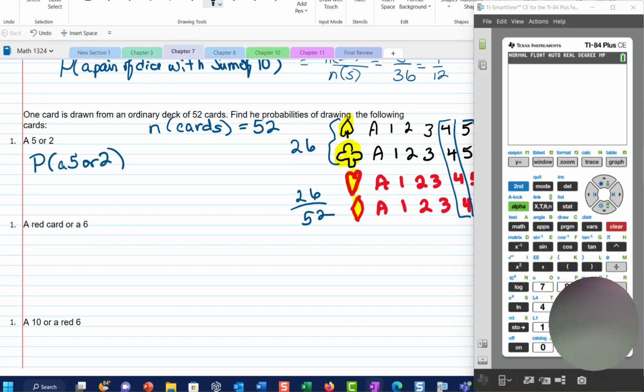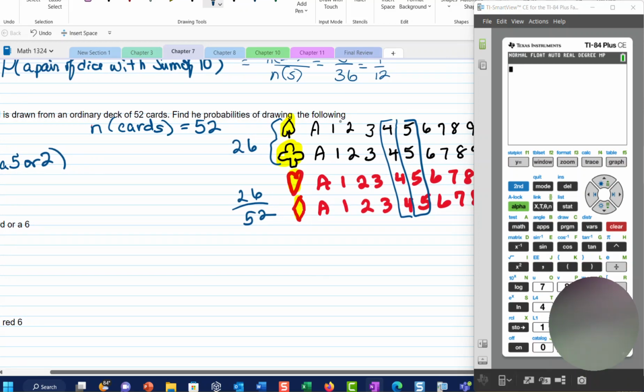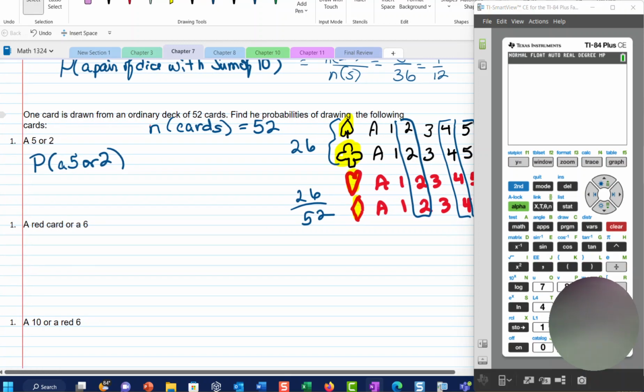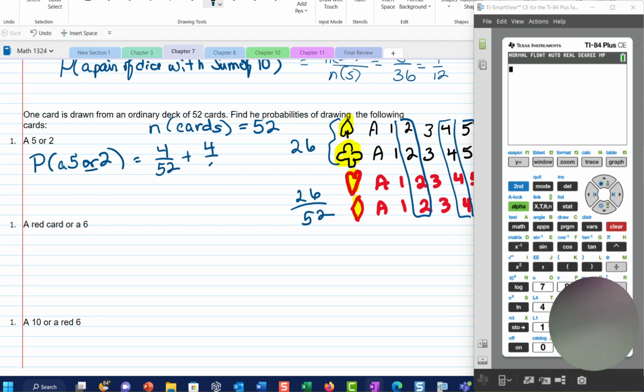Oops, a 5 or 2. Sorry about that. 5 or 2. Well, we still have 4 of them. So we have 4 out of 52, and it's an or, so we're going to add 4 out of 52 chances of pulling a 2 or a 5. And that makes it an 8 over 52.